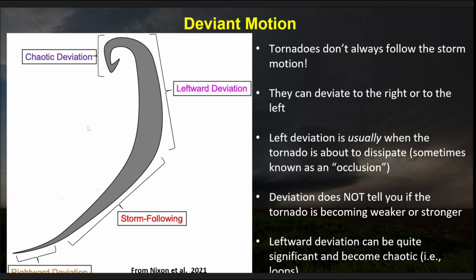And bringing it back to safety, again, with storm spotting, we always emphasize safety. And it's important to know that tornadoes don't always follow the storm motion. They can deviate to the right or to the left. And this left deviation is usually when the tornado is about to dissipate. This is sometimes known as the occlusion stage. Deviation does not tell you if the tornado is becoming weaker or stronger. Leftward deviation can be quite significant and chaotic. We can even have loops occur.